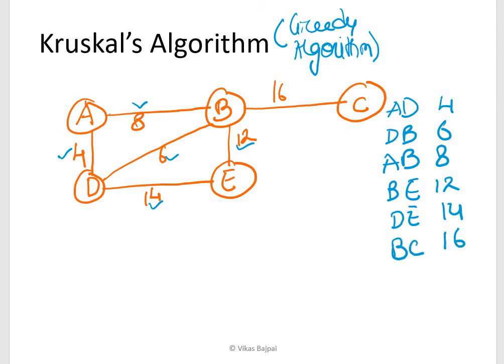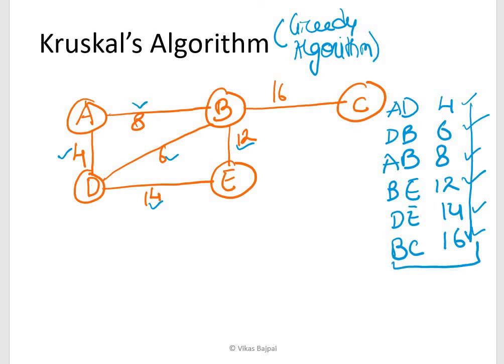So I've arranged in an increasing order, and let me count: 1, 2, 3, 4, 5, 6, 7. No, I have made a mistake. AD is there, DB is there, AB is there, BE is there. Okay, 1, 2, 3, 4, 5. Okay, 6 only. So we are correct. We are good.